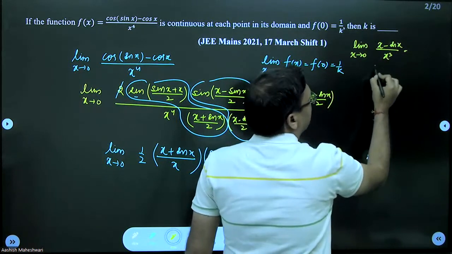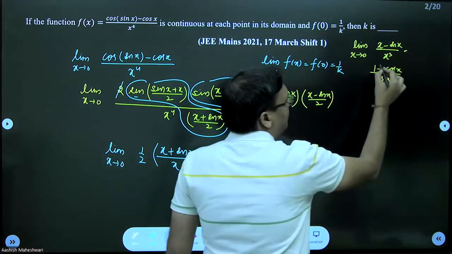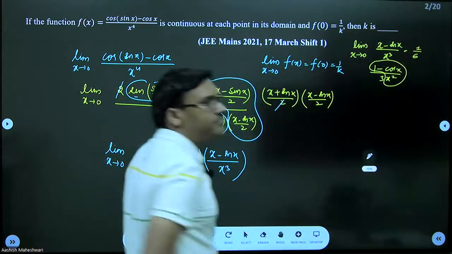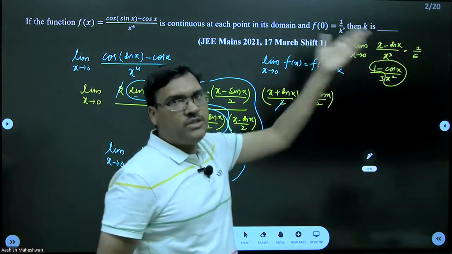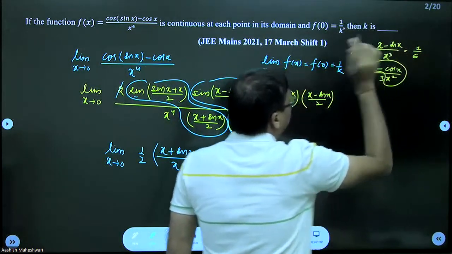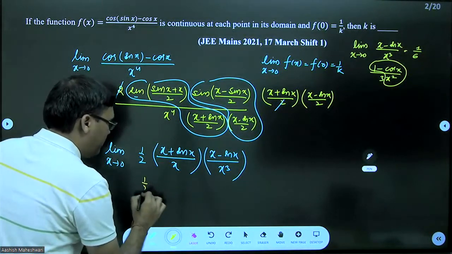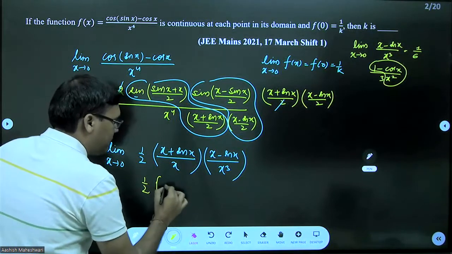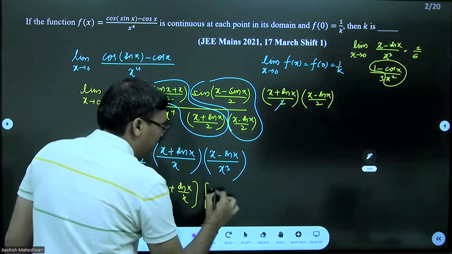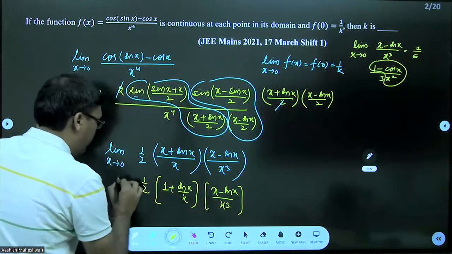You can clearly see what this limit is. If I use L'Hopital here, this is (1 − cos x) upon 3x^2, correct? And we know as x approaches 0, (1 − cos x)/x^2 is 1/2. So the limit of this is 1/6. Just remember this. You can apply expansions also and find this. So I highly recommend that you remember this: (x − sin x) upon x^3 is equal to 1/6. And now you see, what is this? This is 1/2, and you can see here, this is 1 plus sin x by x, and this is (x − sin x) upon x^3, and we have limit x approaches 0.